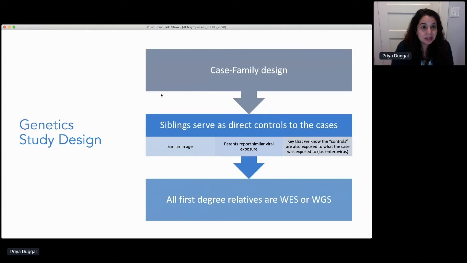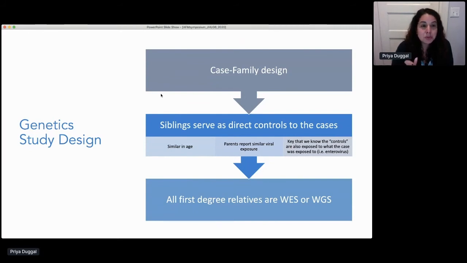And so the key here is that in using this family study, we're able to know what's going on in the family, and the controls, the siblings and any other household members, become those individuals who had been exposed, presumably to enterovirus, and yet didn't develop that paralysis.